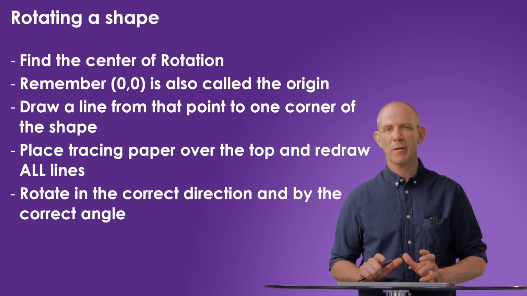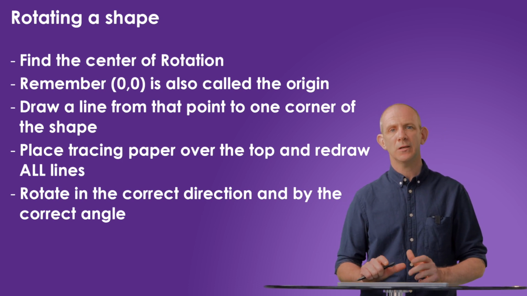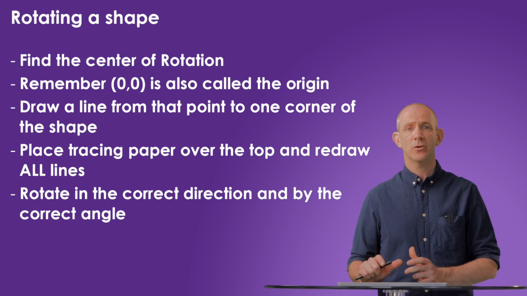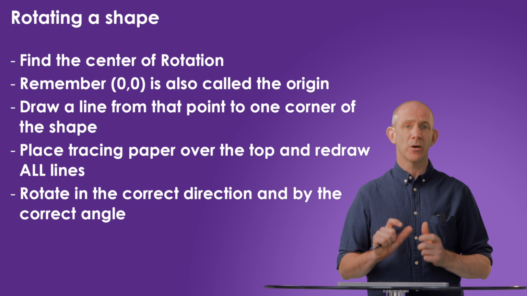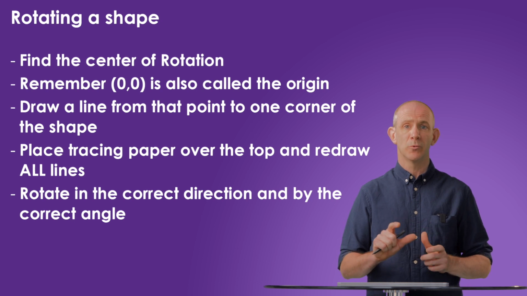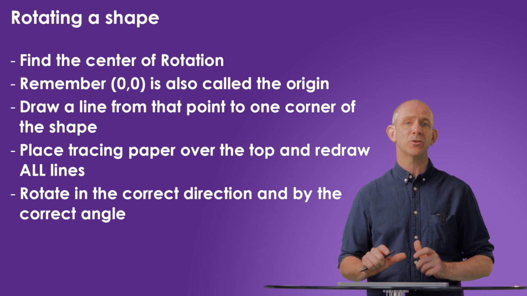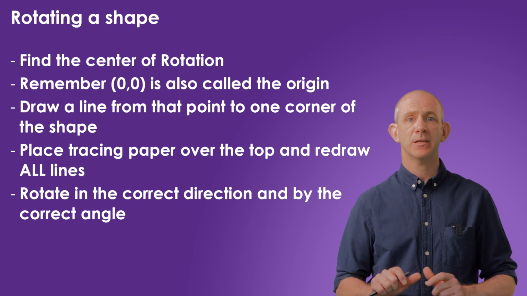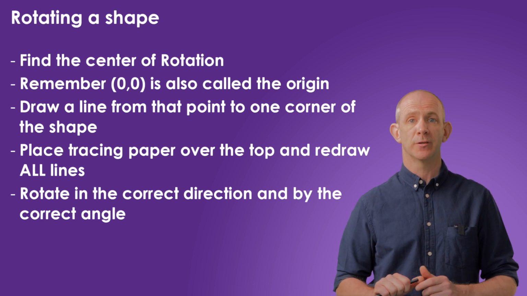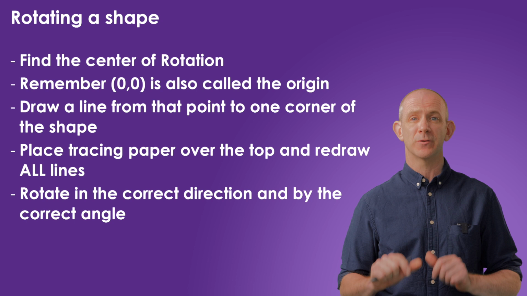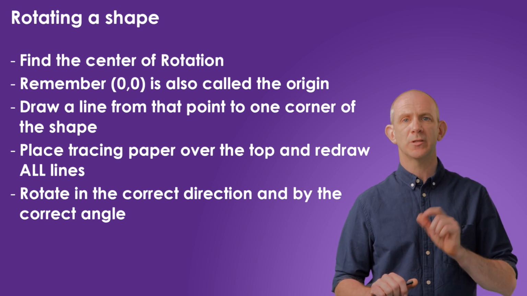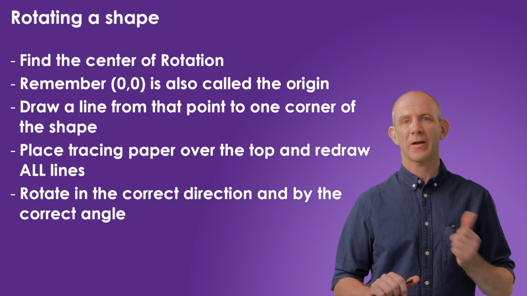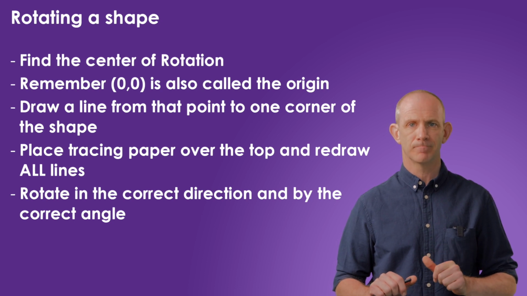There are a few things to remember with rotations. Firstly, we need to find the centre of rotation, which is what the shape is being rotated around. We then need to note the direction the shape will move, and lastly, the angle by which it will turn. It's handy to note that 0, 0 is called the origin, as it comes up quite often in reference to rotations. The easiest way to complete a rotation will be to use tracing paper, so have some handy if you want to work on these.